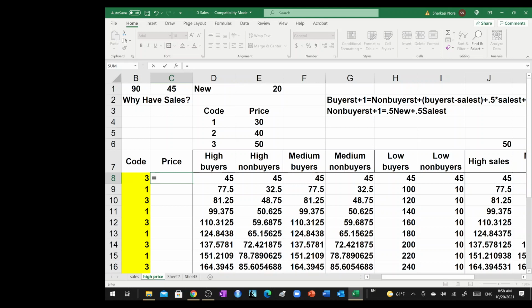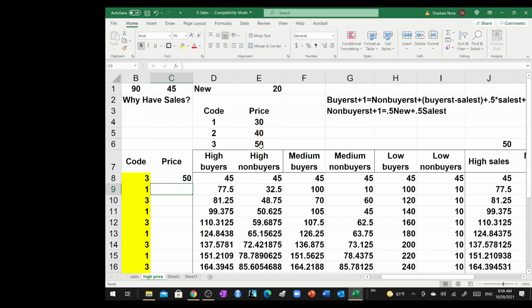So it's going to be a vertical lookup table. The value that I need to look up is the code. The code is going to be in this range, and this range, I named it lookup, as you can see. And then I'm going to say here, give me the second column, and this is it. So now, as you can see, the price is 50, and for 1 the price is going to be 30, and so on.